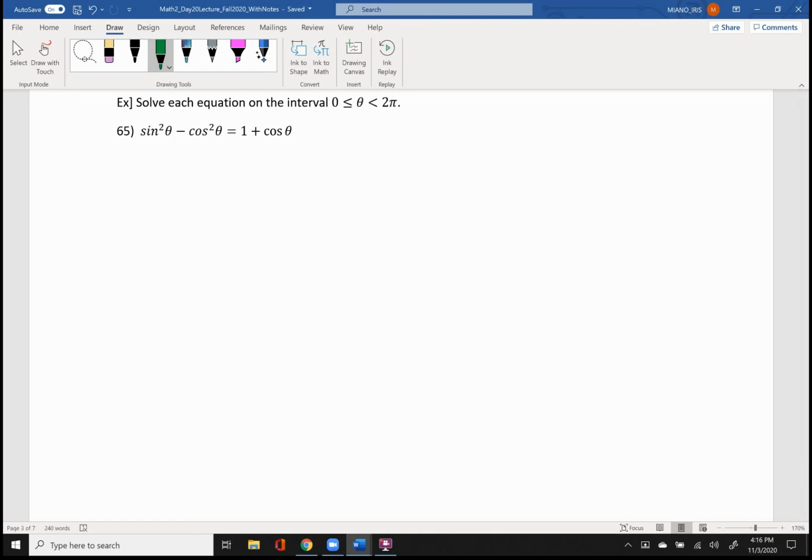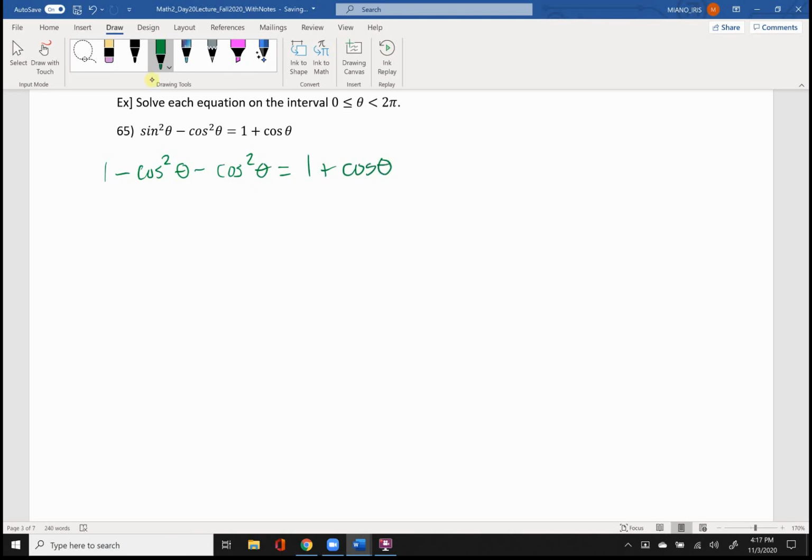And here we go. I'm going to choose to redefine this first equation's sine squared theta as 1 minus cosine squared theta. Now, why would I do that? I see that as being advantageous to getting to a point where I can factor it really well. So here we go. Cosine squared theta equals 1 plus cosine theta.